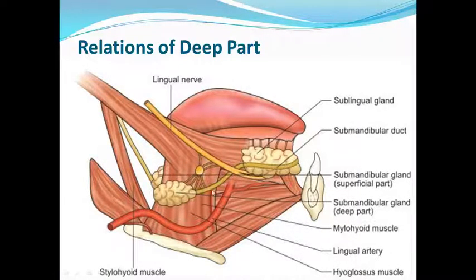Then above, we have the lingual nerve and the submandibular ganglion. The submandibular ganglion is not labeled here. This is the submandibular ganglion where I am showing the cursor, and this is the lingual nerve. So above this deep part we have the submandibular ganglion and the lingual nerve, and below this we have the hypoglossal nerve.